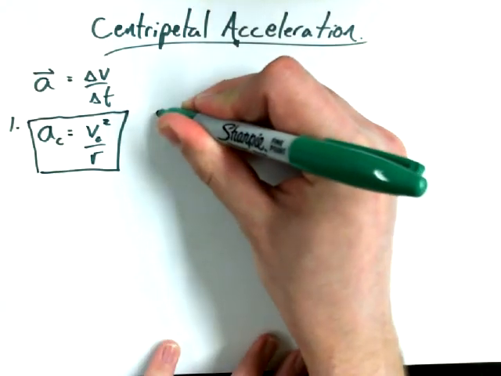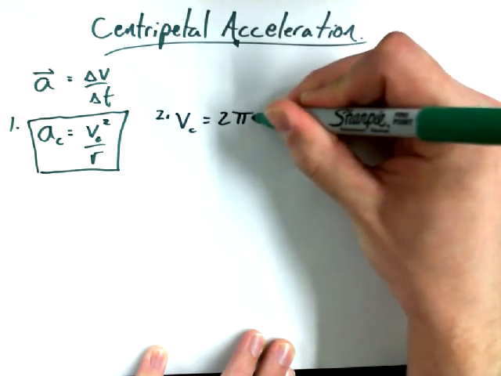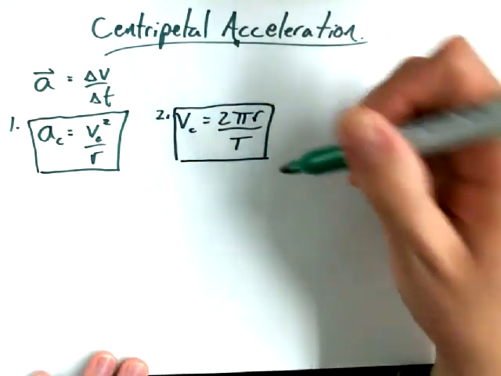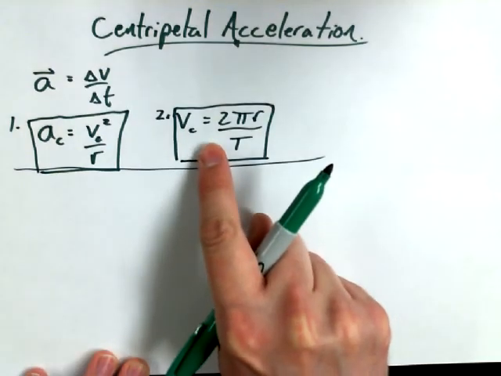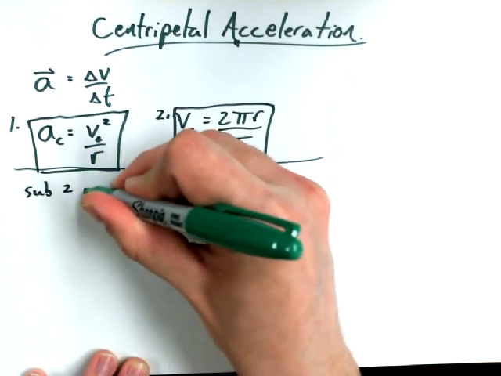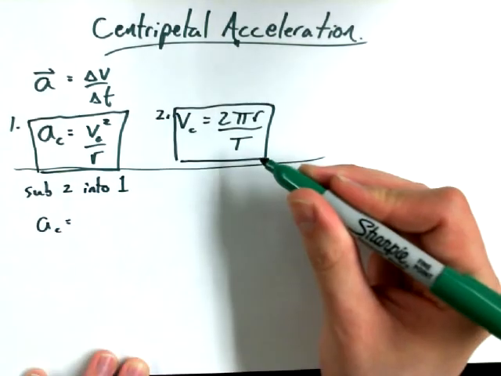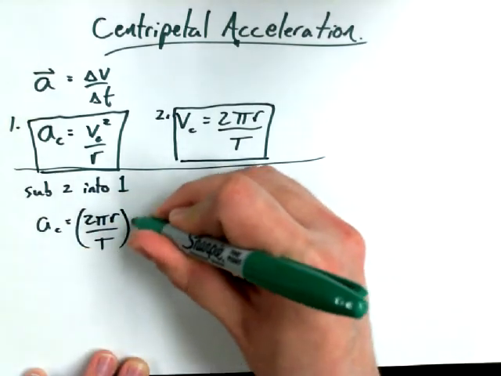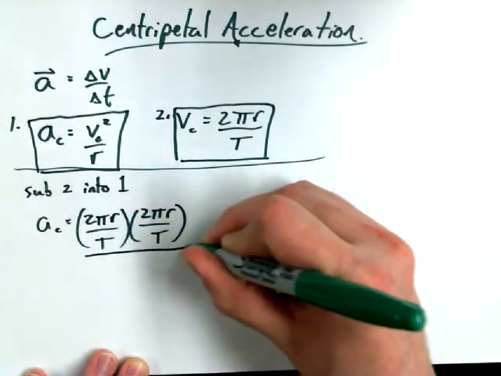But I do want to remind us of an equation that we just sort of came up with. It was VC equals 2 pi r over the period. I'm going to block that off, equation 2, because I want to talk about what would happen if I subbed equation 2 into equation 1. I end up getting AC equals, instead of saying VC squared, 2 pi r over period times 2 pi r over period all over r.